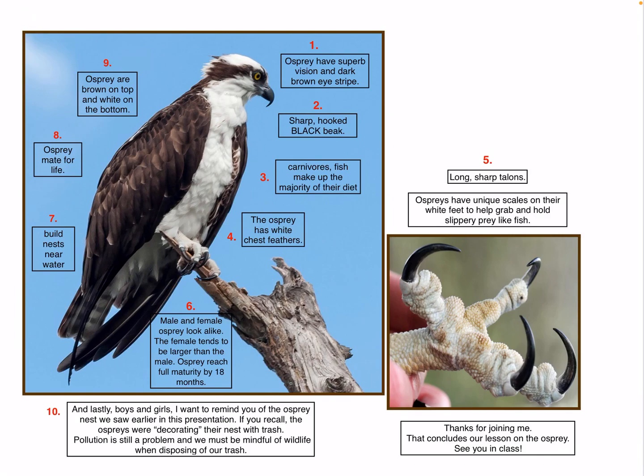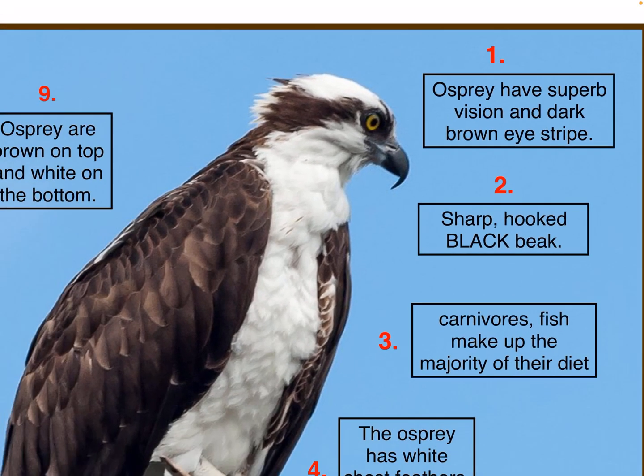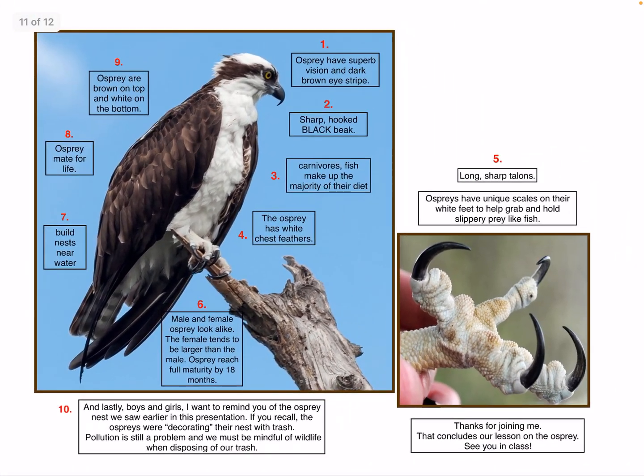Number 2, sharp hooked black beak. So his beak is black, and if we zoom in a little bit, that is quite the hook on the end of that beak. Quite good for tearing into meat, I would say. Number 3, osprey are carnivores. Fish make up the majority of their diet. So once again, like the bald eagle, they love fish.